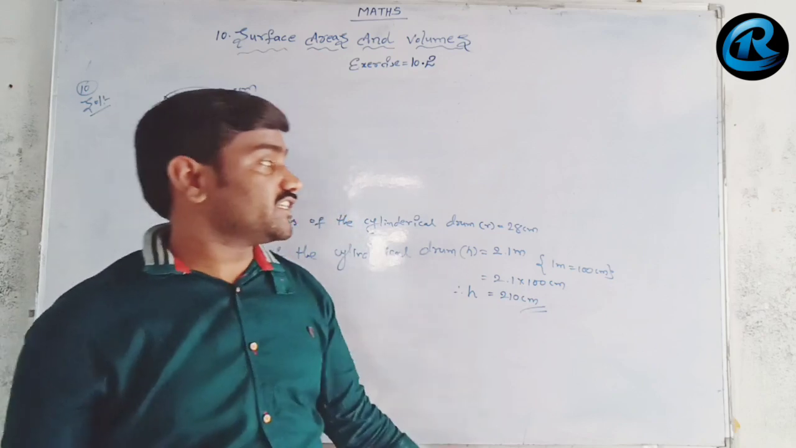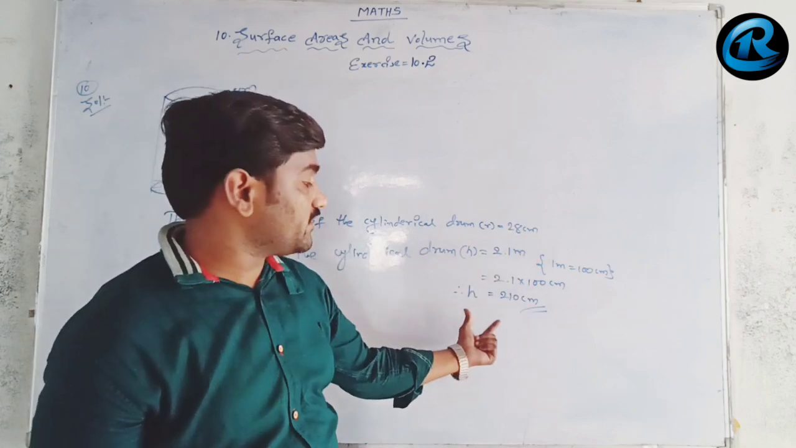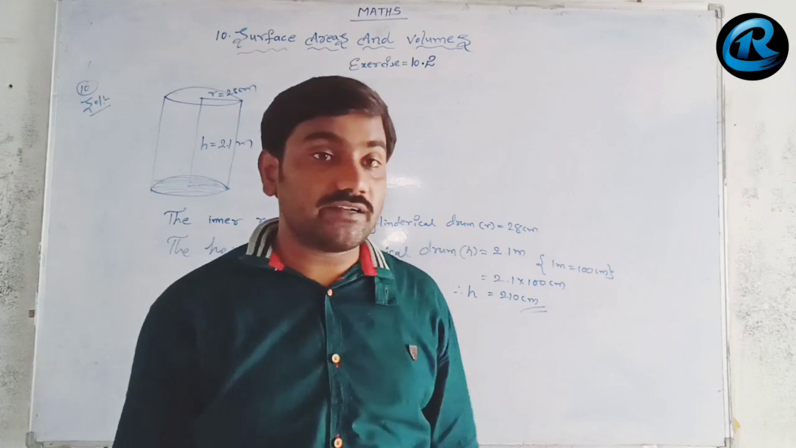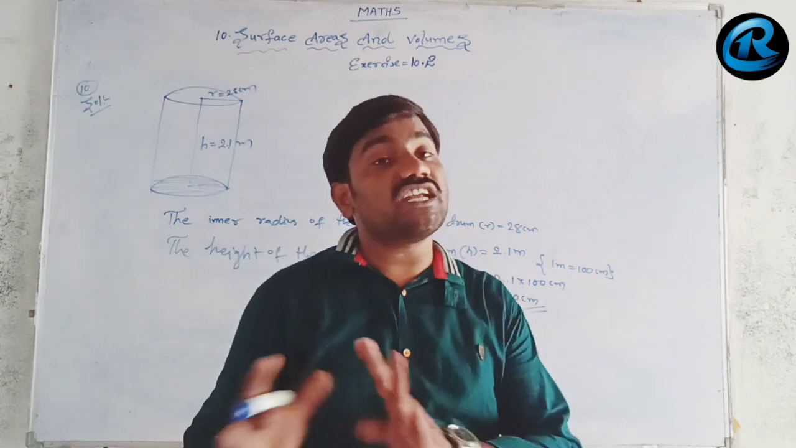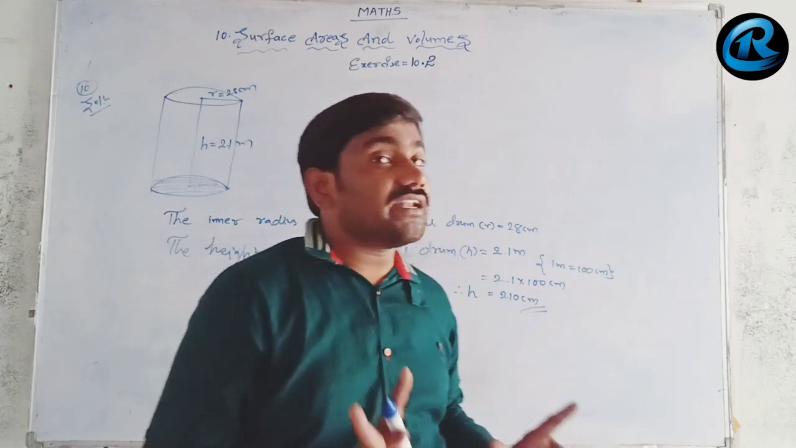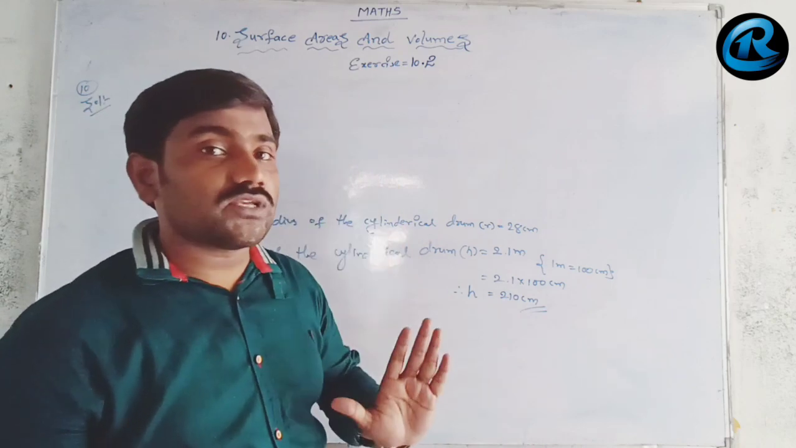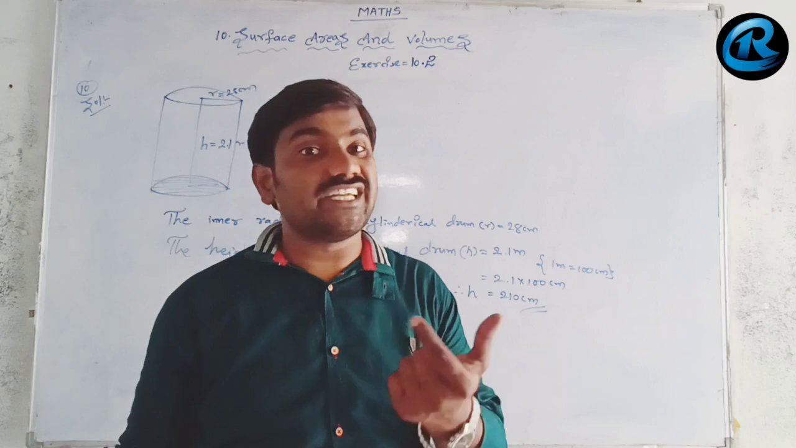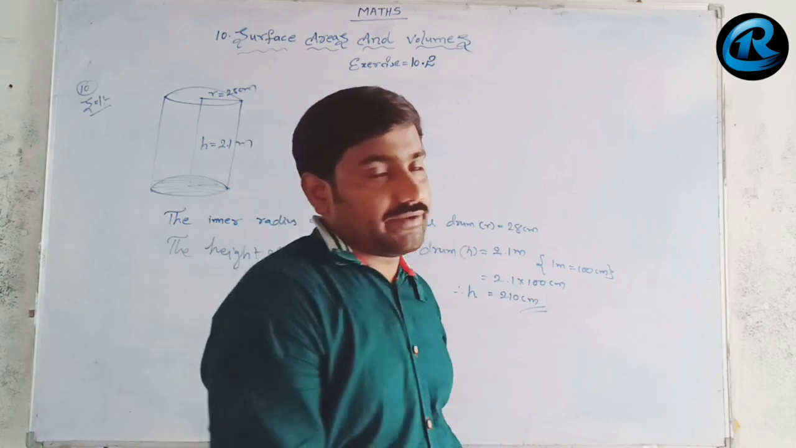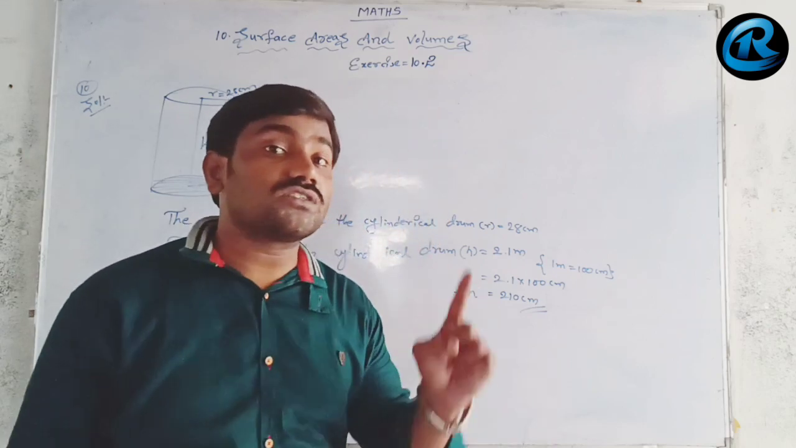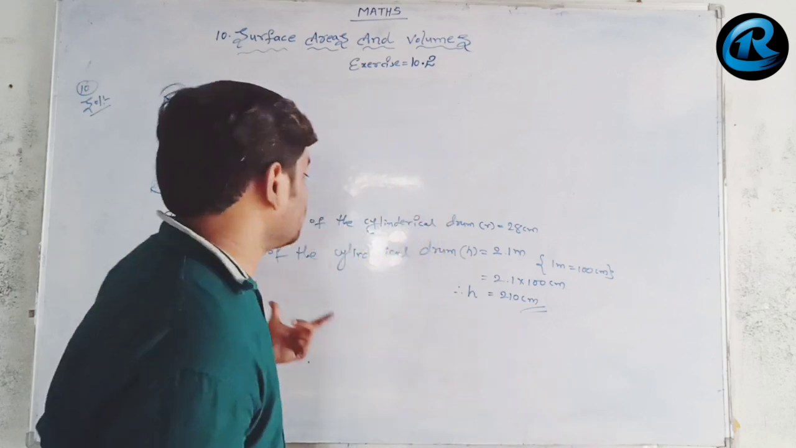Why do we need to change it to centimeters here? Radius is in centimeters and height should also be in centimeters, because we need to express the answer in liters. He has given the hint that 1000 centimeter cube equals 1 liter. And 1 meter cube equals 1000 liters. Both need to be remembered.